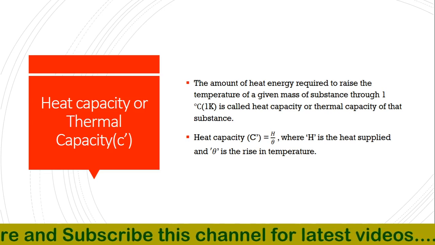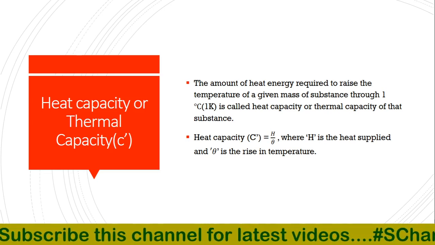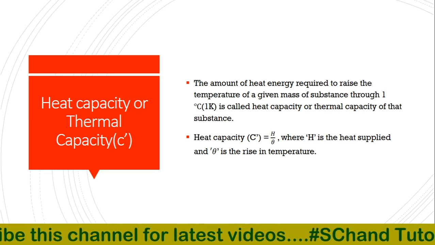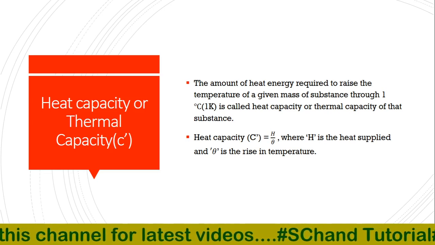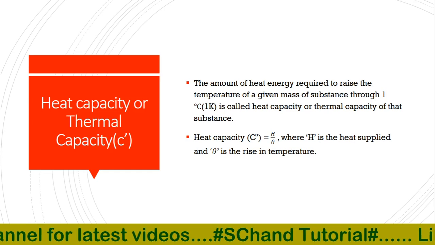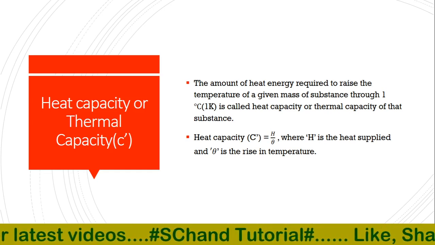Heat capacity is denoted with capital C dash, that is equal to H over theta, where H is the heat energy supplied and theta is the rise in temperature. So you should know the formula as well as the definition. Heat capacity C dash is equal to H over theta.